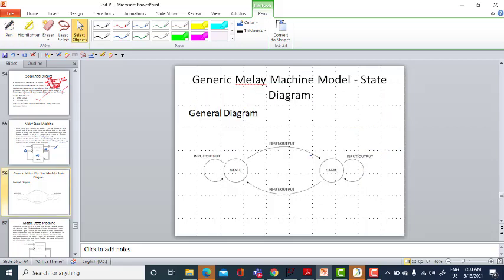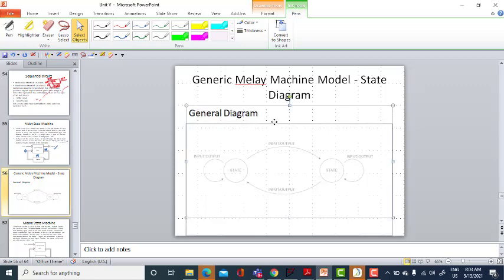The generic model of your Mealy machine is given here, the state diagram of the generic Mealy machine. Like here, you will be having the states. The states are represented here.